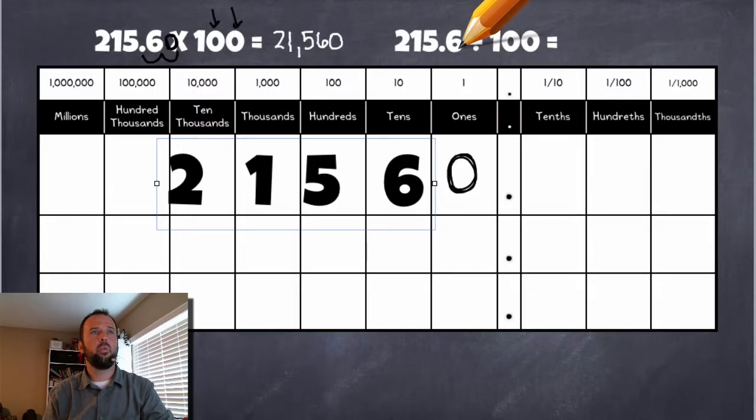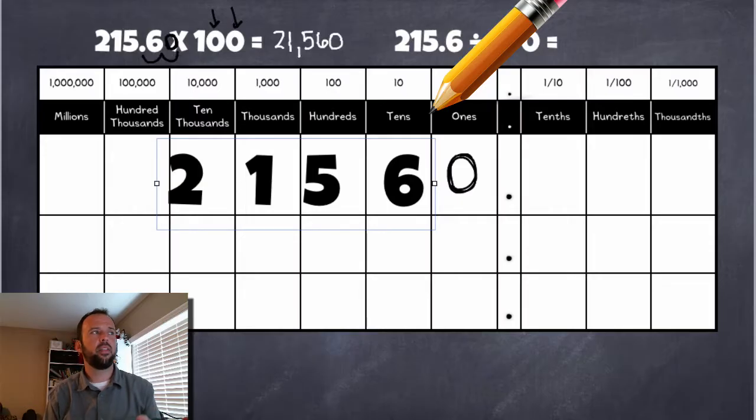Let's try the same thing now with division. What's going to happen if we take that 215 and 6/10 and divide it by 100? Where do you think that decimal point is going to move? Where do you think those numbers are going to shift to? Go ahead and try that out real quick, and then we'll come back together and talk about it.